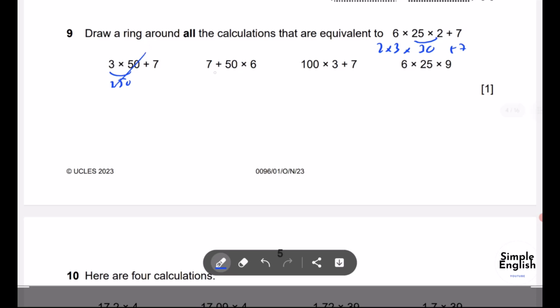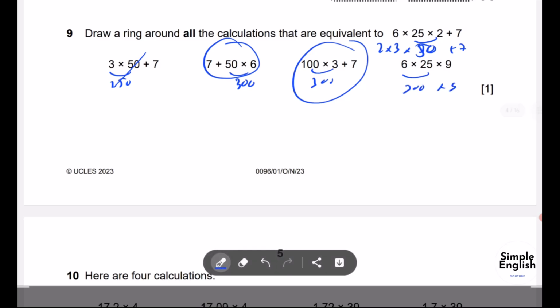The second one is, sorry, 50 times 6 is 300. So this one is 50, right? So 50 times 6 is 300, right? 300 plus 6, so it's correct. This one is 300 plus 7, okay, it's correct. This one is not correct, right? Because this one is 300 times 9, so it's not correct.